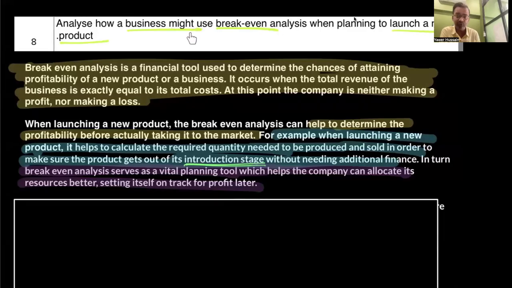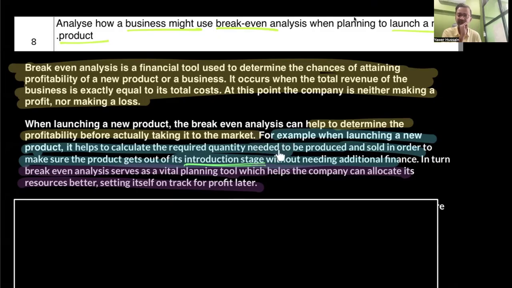So remember they asked me how to use break even for a new product. So first line, you always mention it as a fact: what's the benefit, what's the advantage. So when launching a new product, the break-even analysis can help to determine the profitability before actually taking it to the market. This is something that you would see in your notes, whether in my lecture slides or whatever you read, among the advantages: it's used to see whether to make a product or not, whether to take it to market or not. So mentioning that clearly as a fact is what's going to get you part of your knowledge marks. So don't forget to do that.